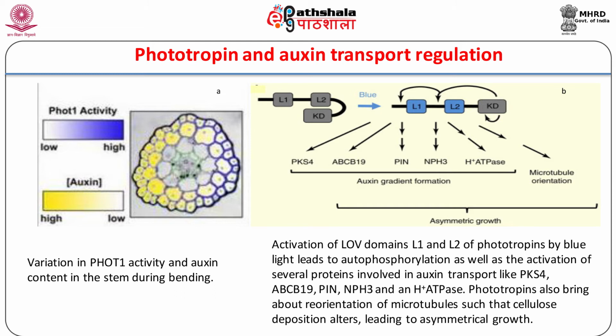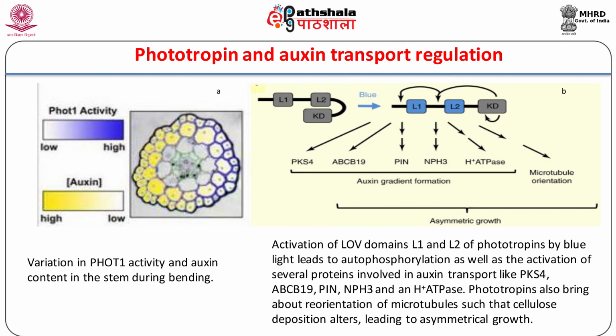Phototropins are thought to play a role in the formation of differential auxin gradients. For example, phototropin is known to directly phosphorylate PKS4, which is a positive regulator of phototropism, and NPH3, which is part of a Cullin 3 based E3 ligase complex, SCF NPH3, that plays a role in relocalization of auxin transporters.